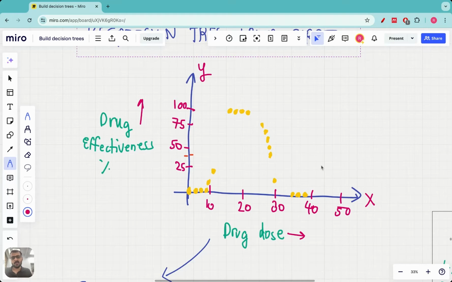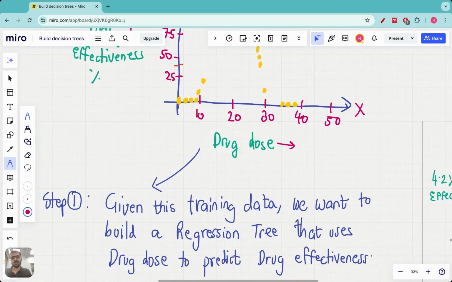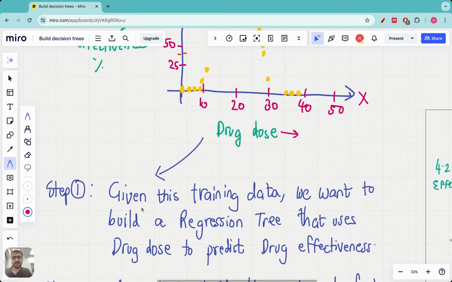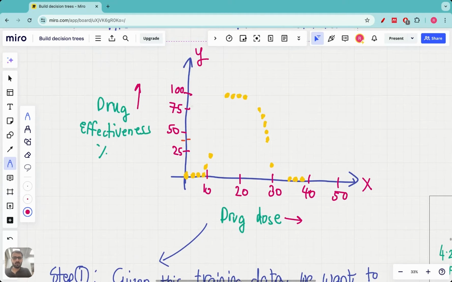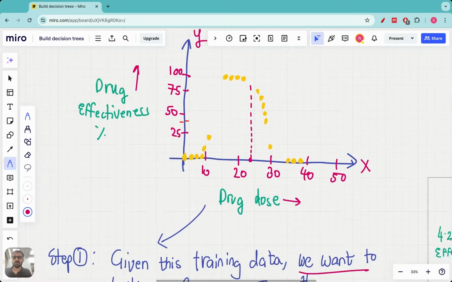The objective which we have is that given this training data, we want to build a regression tree that uses drug dose to predict drug effectiveness. Let's say you have been given a new patient who is not in the training data, and you know the drug dose of that patient. Let's say it's somewhere here. Can you predict what the drug effectiveness percentage will be for that patient? A classic regression problem, and we are going to solve this using regression trees.